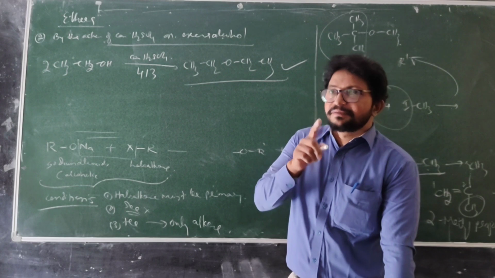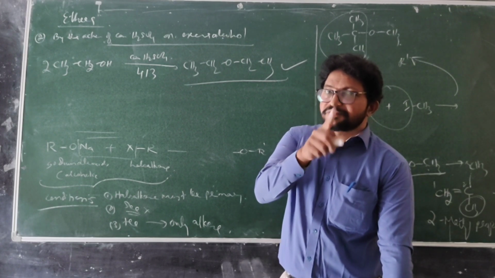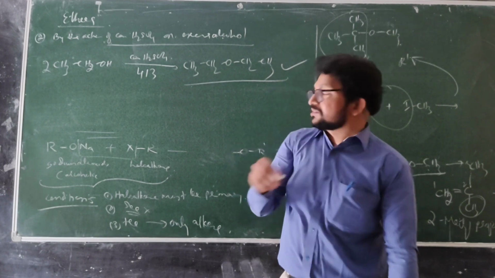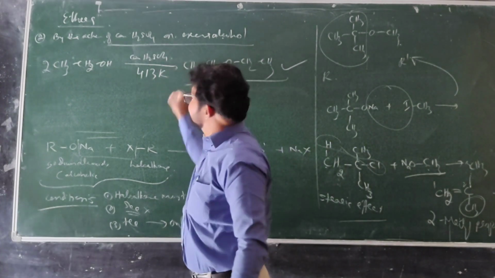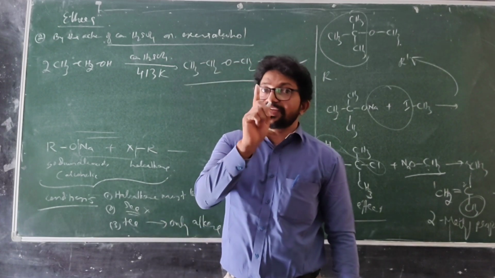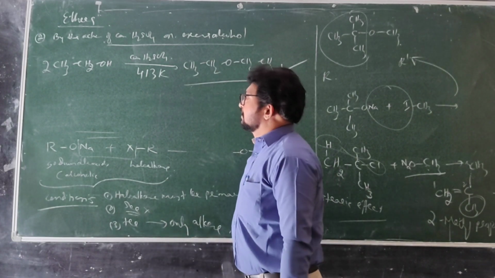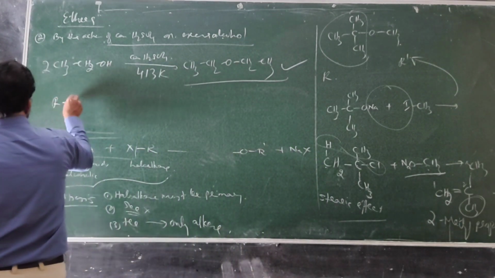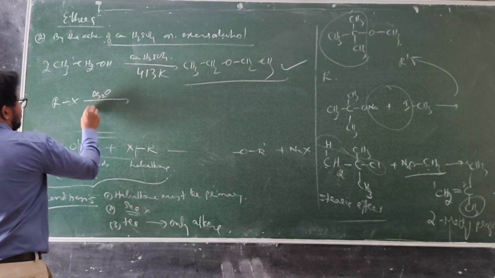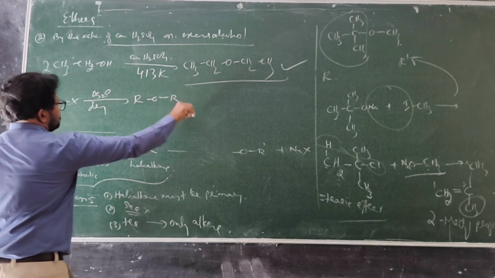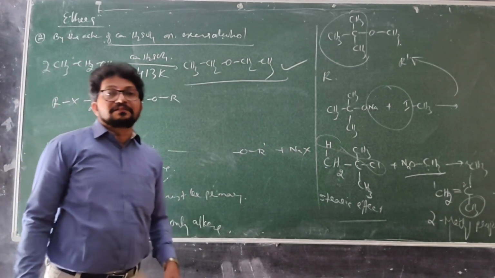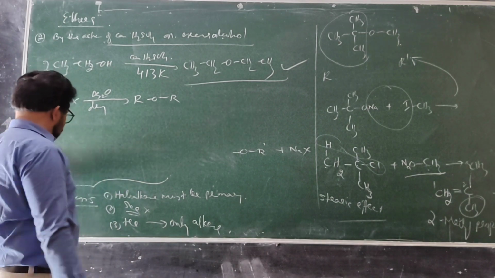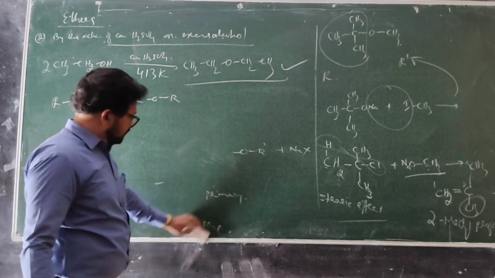I repeat, in the beta elimination chemical property of alcohol, if alcohol is excess and sulfuric acid is less, at the lower temperature of 413 Kelvin you don't get alkene. You get ethers. One more method I told you: dry silver oxide, RX, Ag2O, dry, gives ROR. This is dry silver oxide with halogen compounds; I have taught this under halogen. So these are methods of preparation of ethers.